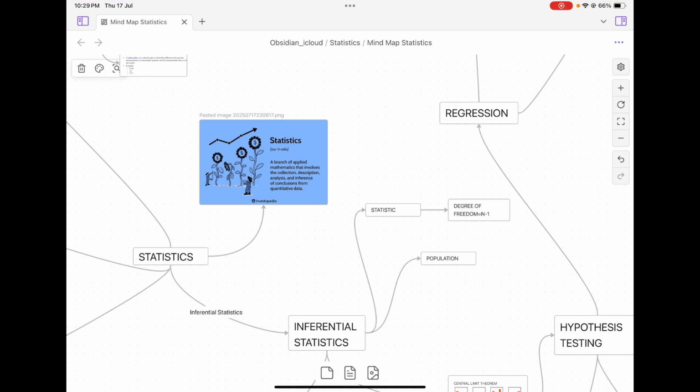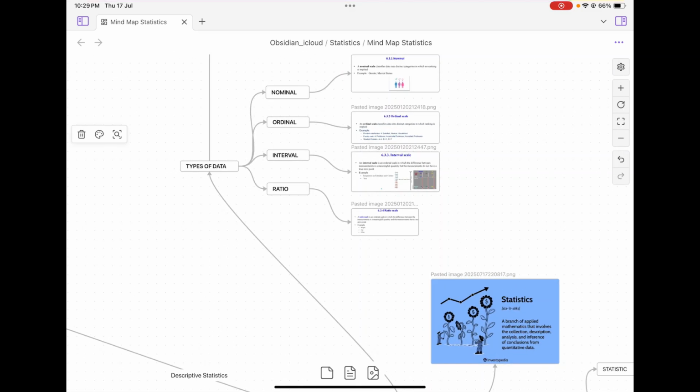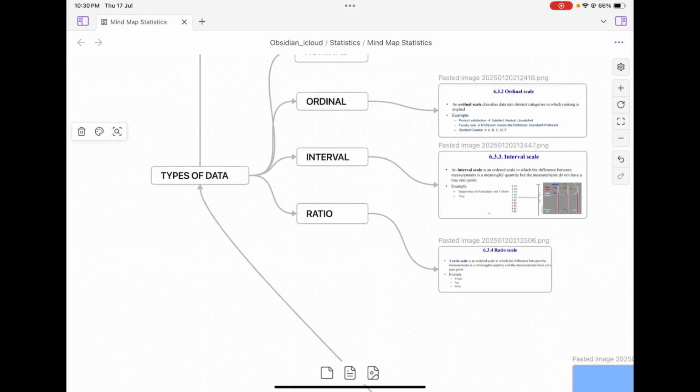Now, once you have understood what we are going to study and have some preliminary understanding of statistics, we can move to our first step. That is, we need to learn about data. So our first step is to study types of data. In the next video, we will discuss the different types of data.